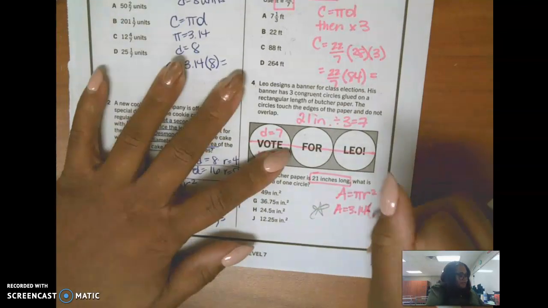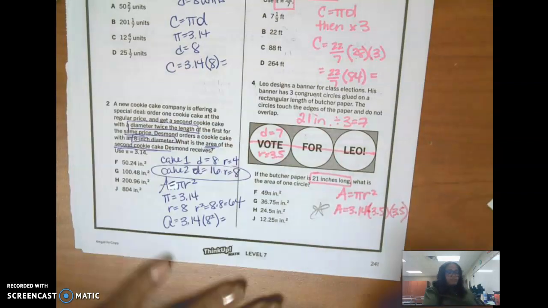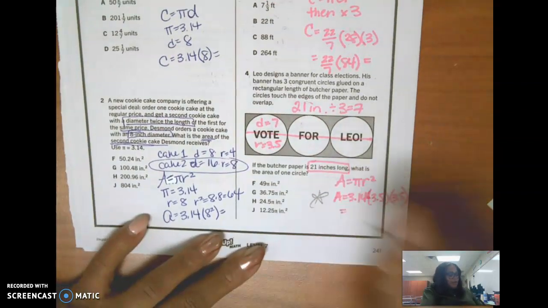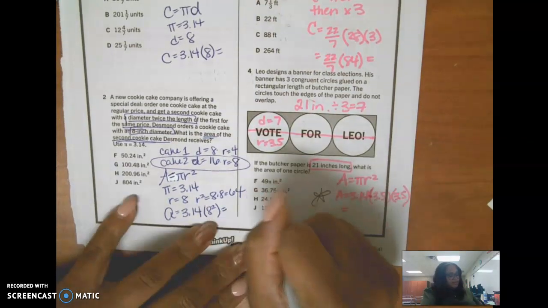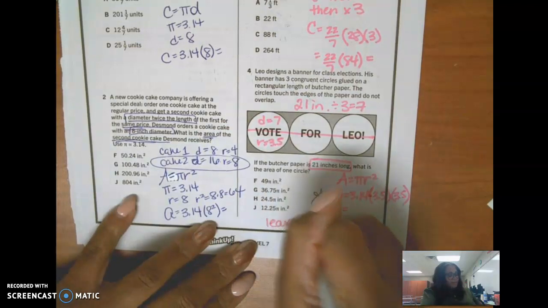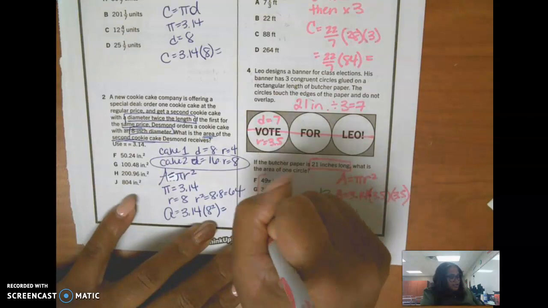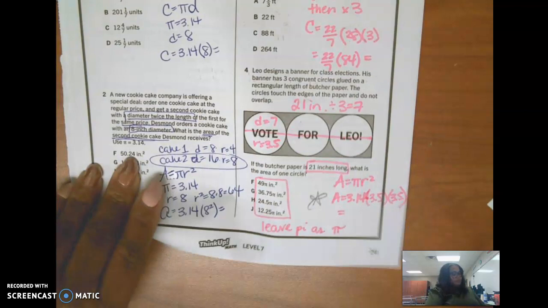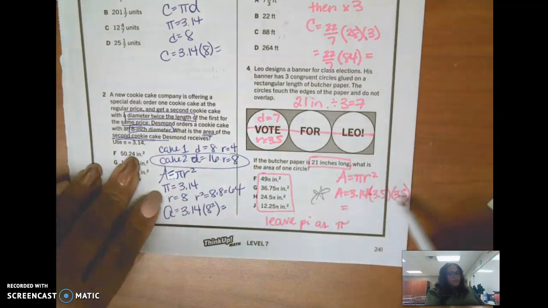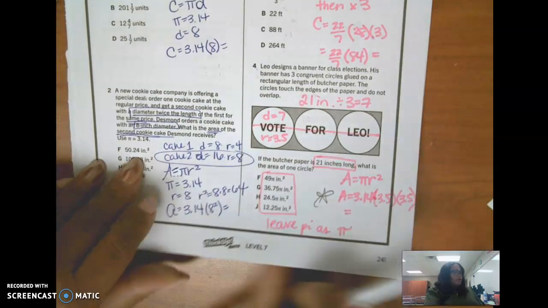3.5 times 3.5. That will give me the area of one of my circles. Be careful with the notation here. They leave pi as a symbol, because look at these answers here. So you really just need to do 3.5 times 3.5. All right, let's go on to 242.